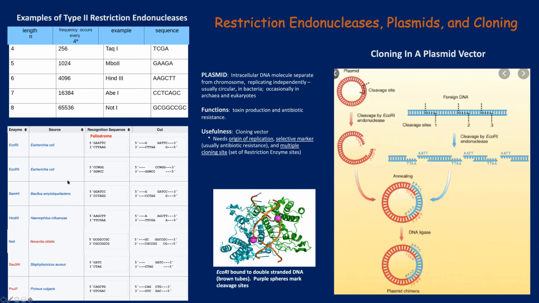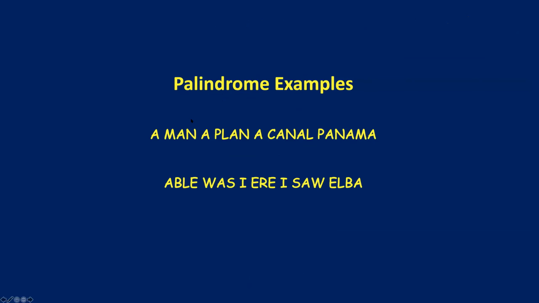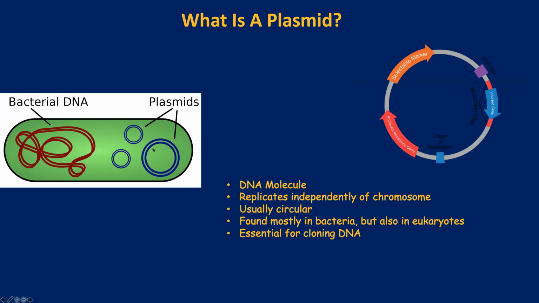Most of the enzymes listed here make staggered cuts. One doesn't, the last one, PvuII, makes a blunt end cut. Now, I'm going to talk about cloning. For cloning, you need a vector. And vectors are always plasmids. So let's talk about what a plasmid is.